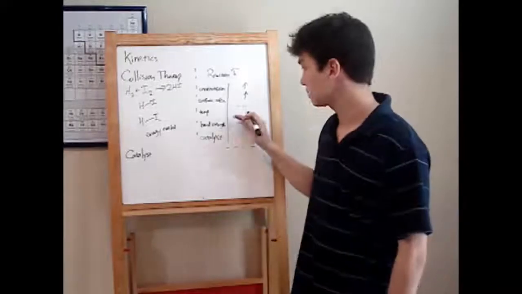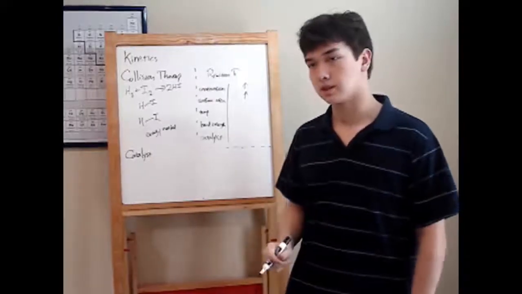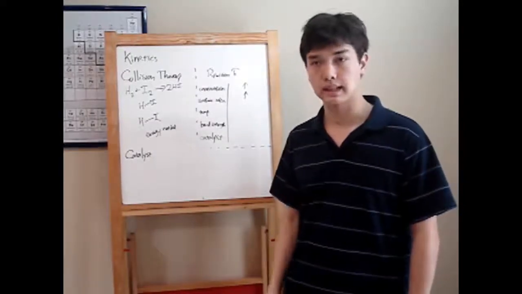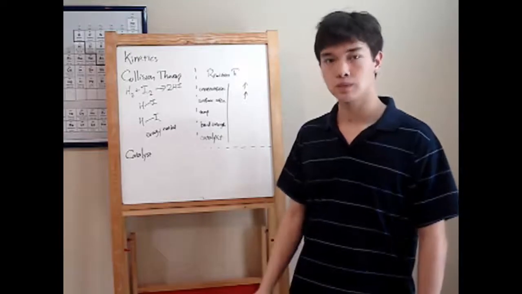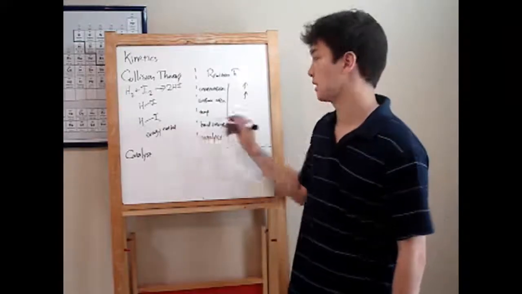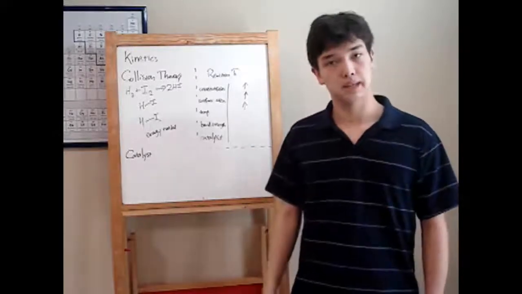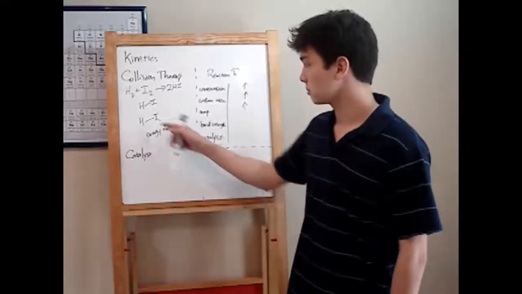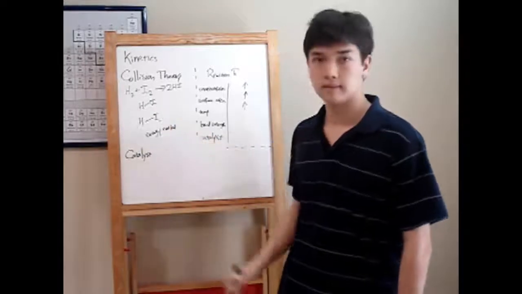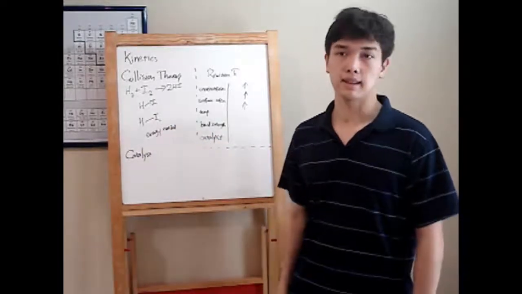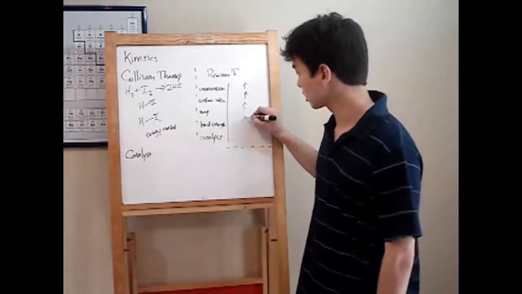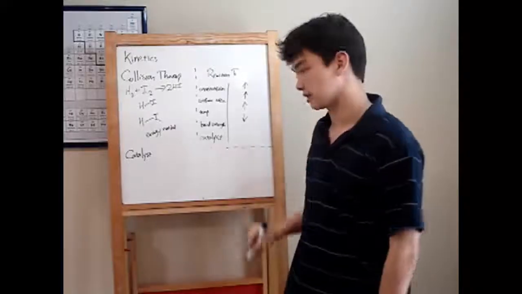The next thing is temperature. If you increase temperature, molecules tend to move around more quickly, which means they'll hit each other more, which means they're more likely to collide in the right way. So that results in an increase in reaction rate. Bond strength. If the bonds between your molecules are stronger, then you need to put in more energy to break them. As a result, the stronger the bond, the slower the reaction rate.